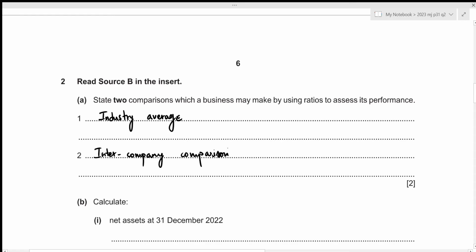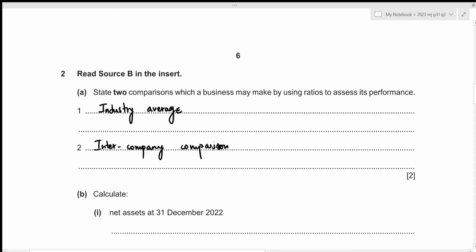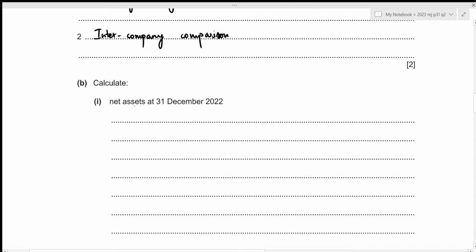All right, that's all for the first part of this question. Let's move towards the second one. For the first part, we need to calculate net assets at 31st December 2022. We first need to understand what is meant by net assets. So this is just the difference between all of our assets and our liabilities. So we basically have to subtract all of our liabilities from the assets in order to figure out the value for net assets. So that's quite easy.